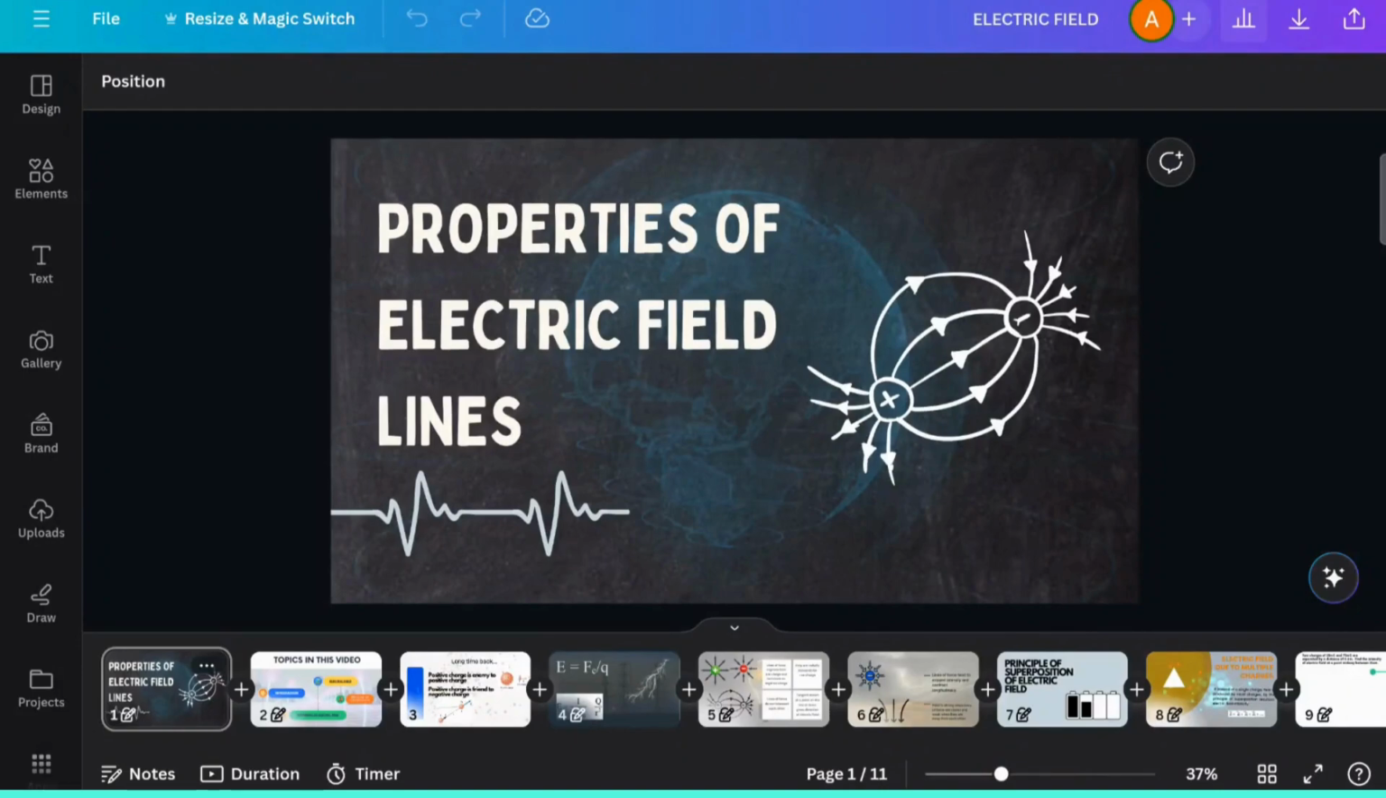Welcome to the next concept. After the electric field concept, we are going to discuss the properties of electric field lines. The electric field acting due to a charge won't be acting everywhere; we are assuming that it will be acting along a few lines. There are different properties of these electric field lines that we are going to discuss in today's session. Let us proceed with it.